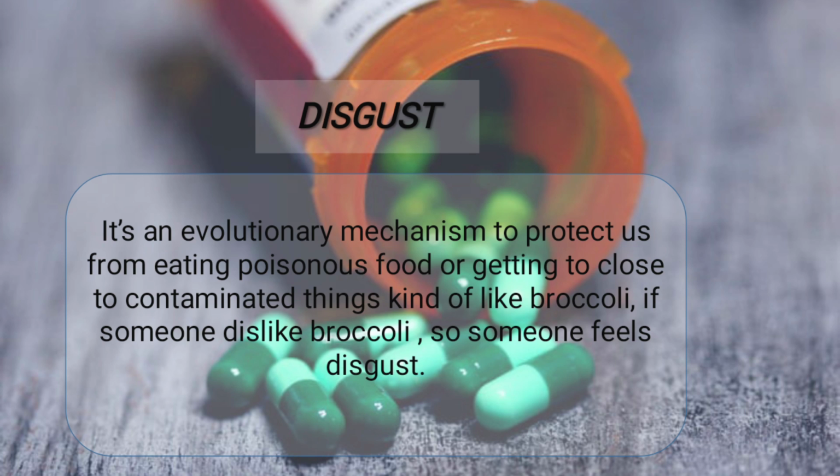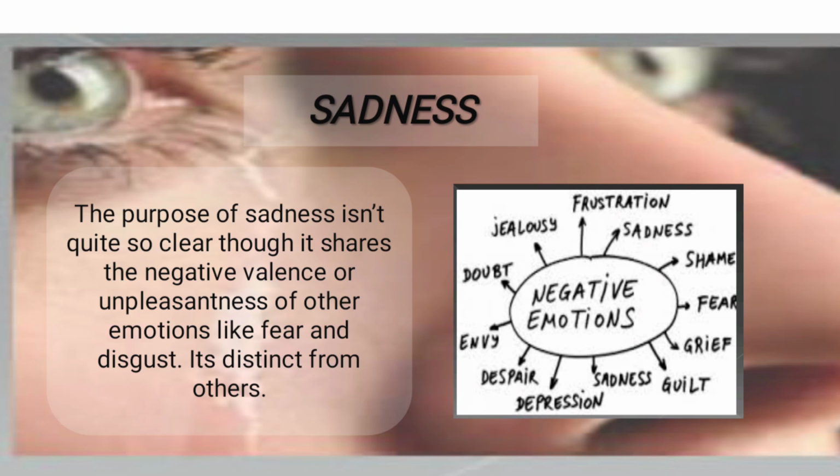Disgust. It's an evolutionary mechanism to protect us from eating poisonous food or getting too close to contaminated things, kind of like broccoli. If someone dislikes broccoli, that someone feels disgust. Sadness. The purpose of sadness isn't quite so clear, though it shares the negative valence or unpleasantness of other emotions like fear and disgust. It's distinct from others.